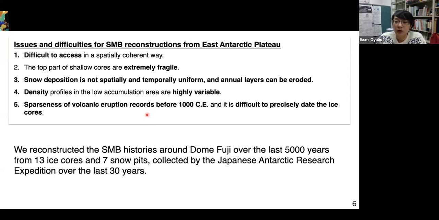So we are not sure how much one ice core record from East Antarctic Plateau represents around the study region, but if we could collect many cores, we may obtain much more robust information around the region. So in this study, we reconstructed surface mass balance histories around the Dome Fuji over the last 5 kiloyears from 13 ice cores and 7 snow pits collected by Japanese Antarctic Research Expedition over the last 30 years.